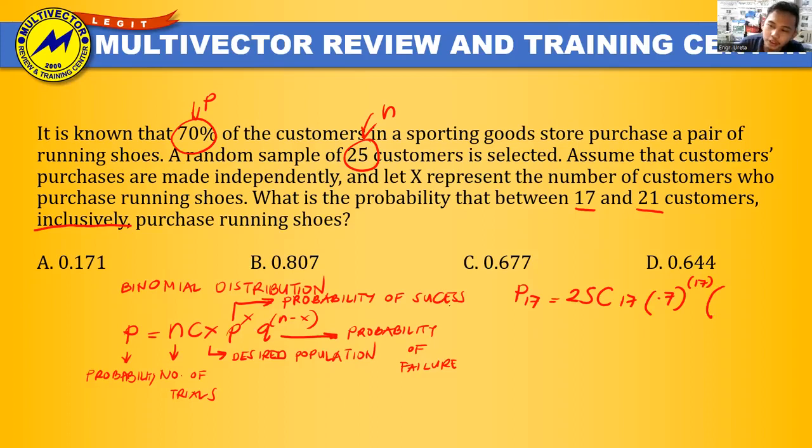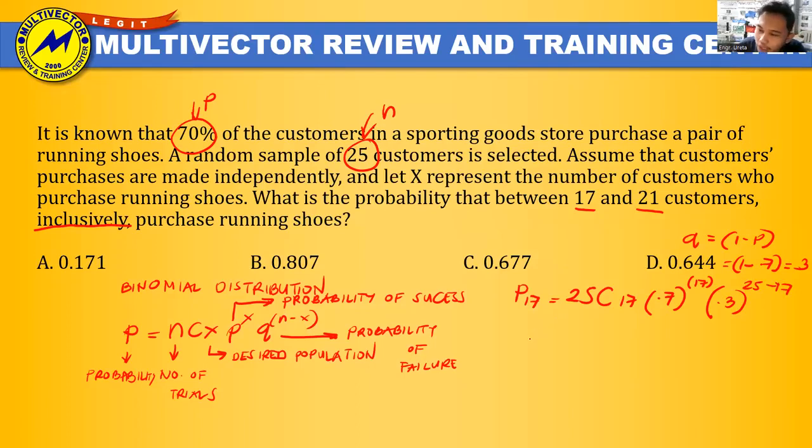Quantity, no? Probability of failure. Take note, the probability of failure Q is just equal to 1 minus the probability of success, kasi complement na lang. Okay? So, 1 minus 0.7 is just equal to 0.3. Okay, so 0.3 is just raised to, sir, yung N natin is 17, minus yung N natin is 25, minus X, which is 17.